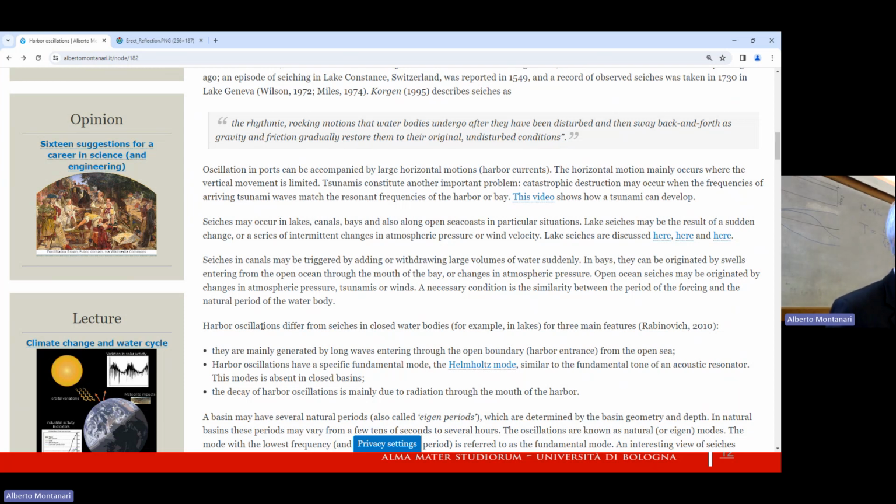And just try to be prepared on what are nodes, antinodes, and what is the difference between a closed basin and an open basin. So in a closed basin, you have two antinodes at the two extremes of the basin. In an open basin, you have a node at the mouth and an antinode at the head of the basin. So just try to be prepared to describe these features in a qualitative way.